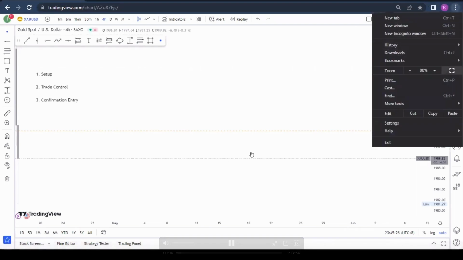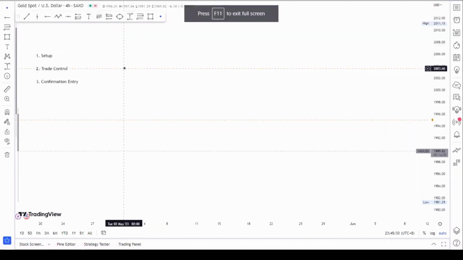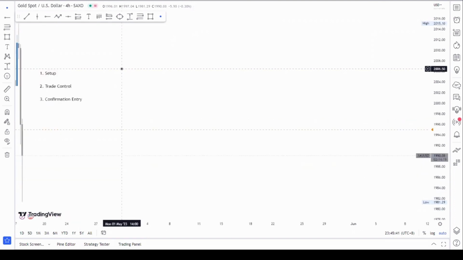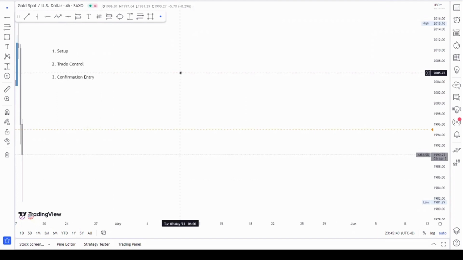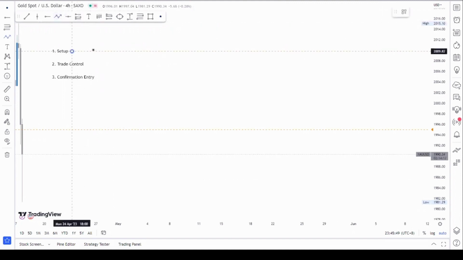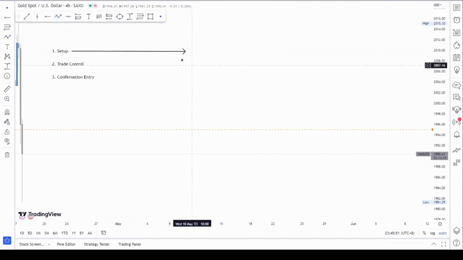So the topic that we are going to talk about today is setup, trade control, and confirmation entry. With these three topics, you will be able to trade by yourself. Before we start, this is our topic, and let's go for the first one.